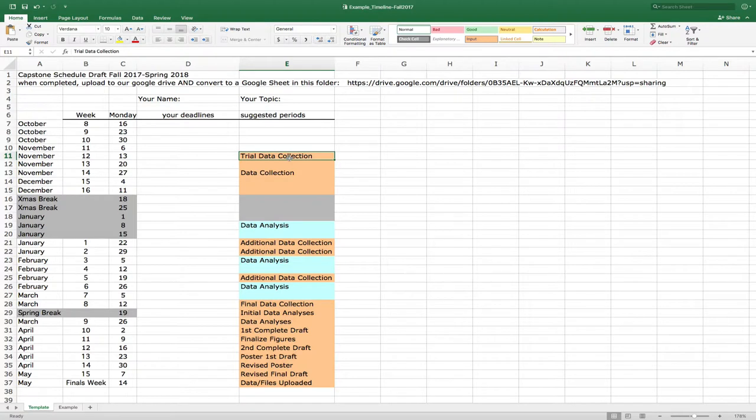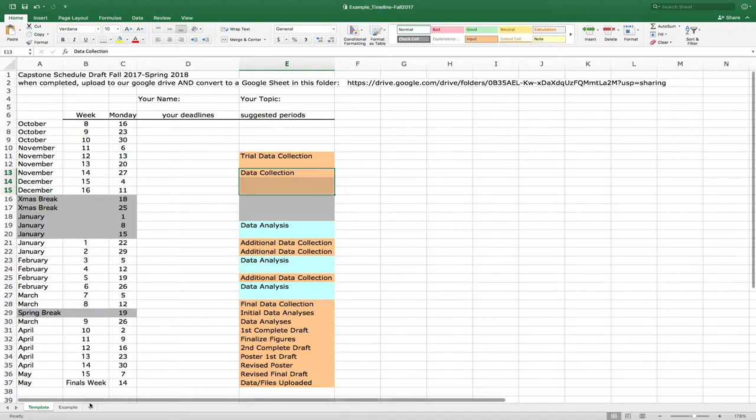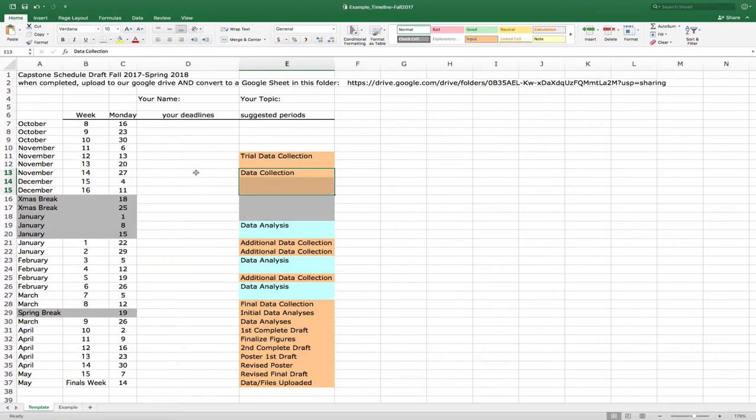This person is going to go out and try to do some trial data collection, you know, try this and that. Then they're going to try to do some real data collection, late November, early December. Spring break, then they're going to start the break off with analyzing that initial chunk of data. And they go, okay, that's cool. Then they're going to go back and collect some more data, et cetera, going forward.